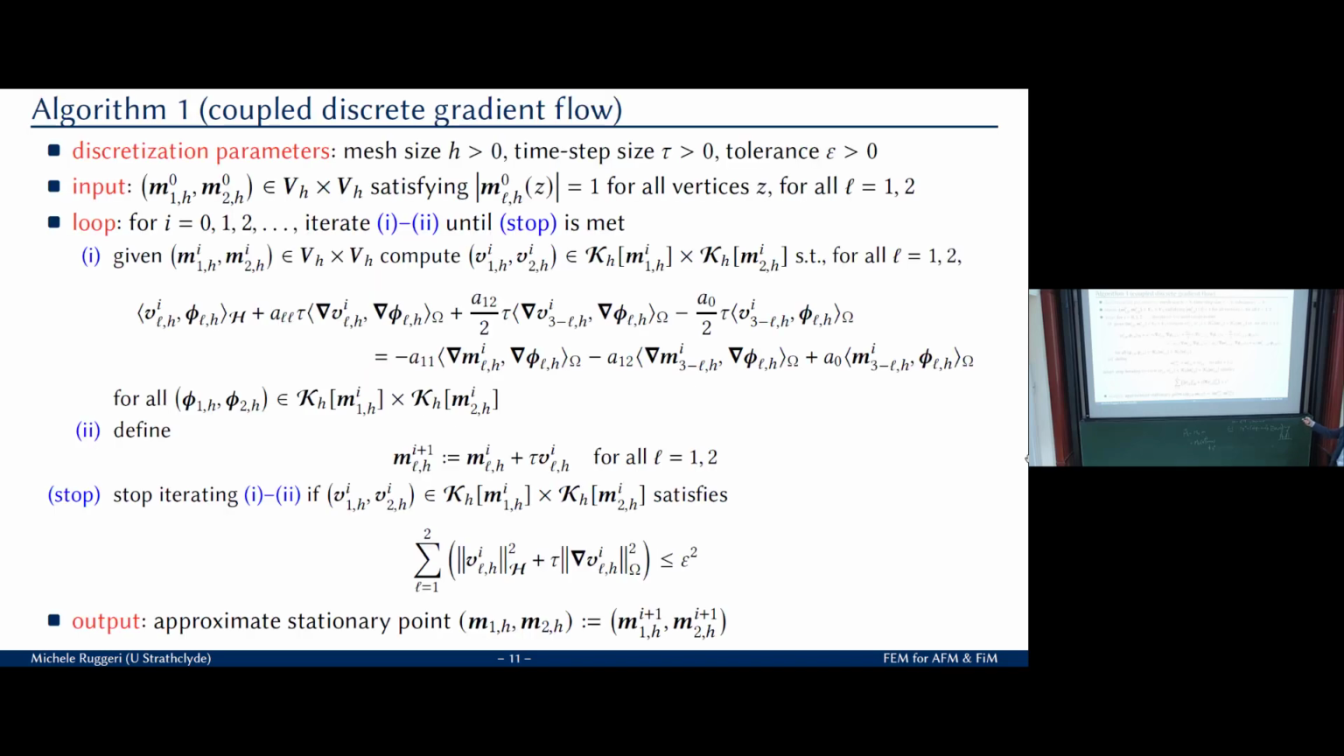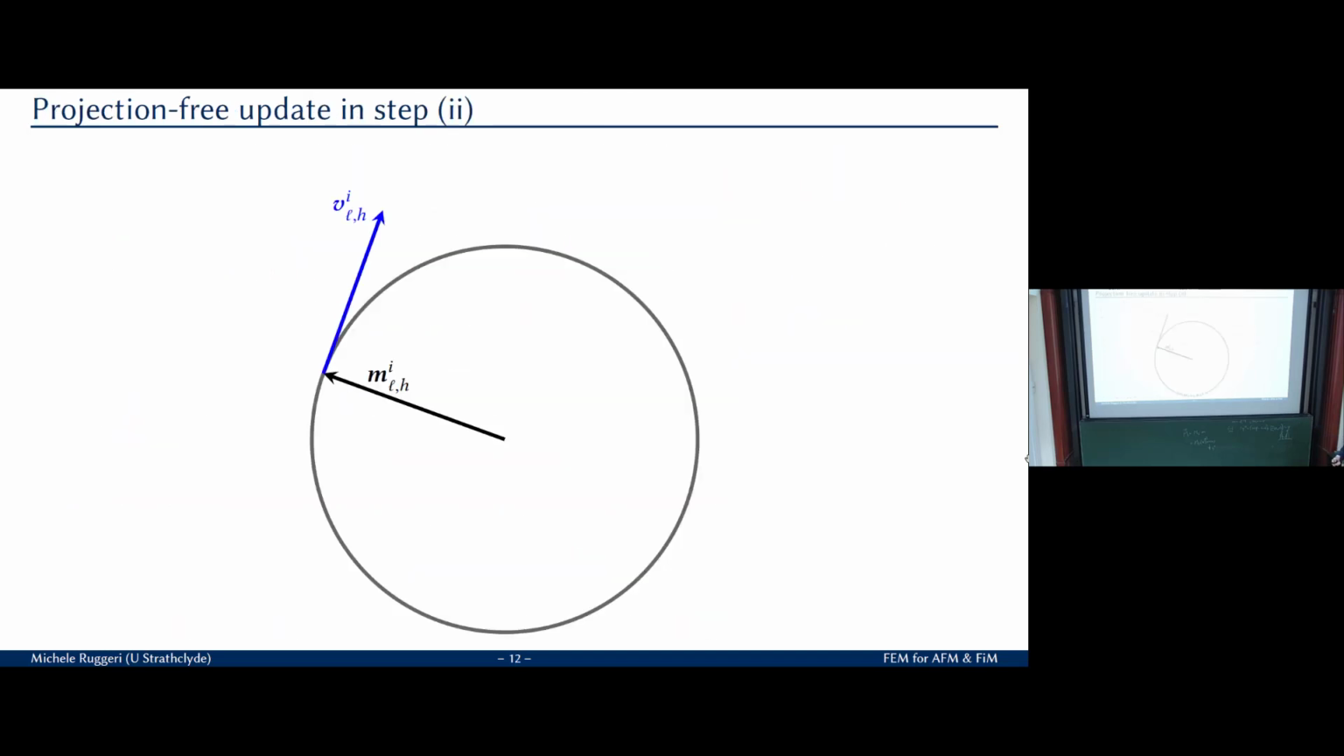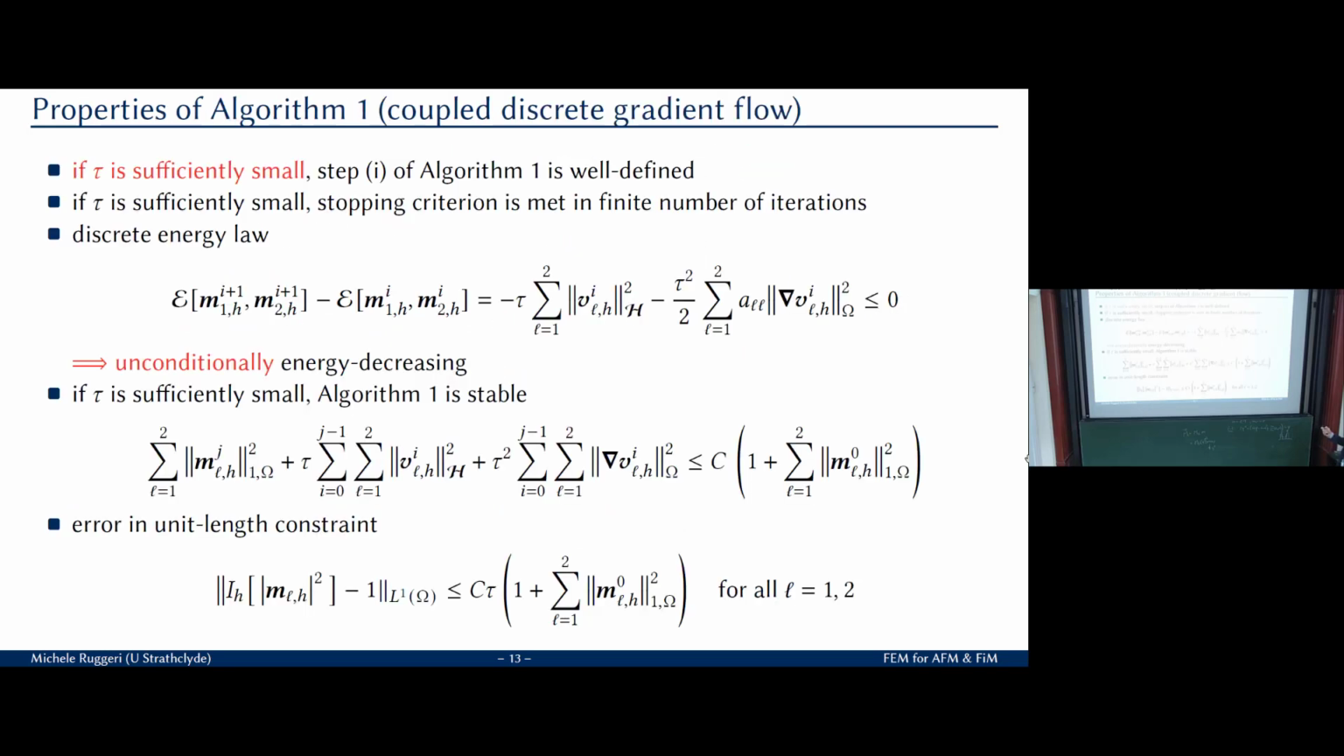Because of these three terms, this will be a coupled system. I don't have two separate equations, one for, say, M1 and one for M2, but I have a big system because of these three terms. This is important. So these are the results of the numerical analysis.